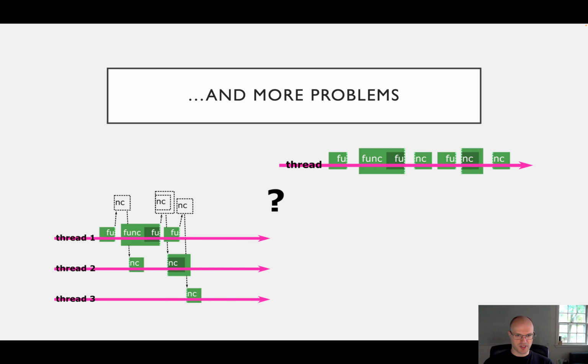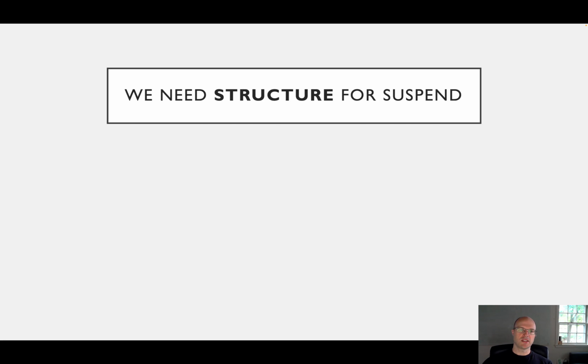If that's important to us, how do we even control that? Again, unclear. So suspend is not really enough. As nice as the capabilities it gives us are, we need to clear up all this ambiguity in order to write reliable programs involving suspend. So basically, we need structure. We need more than suspend.